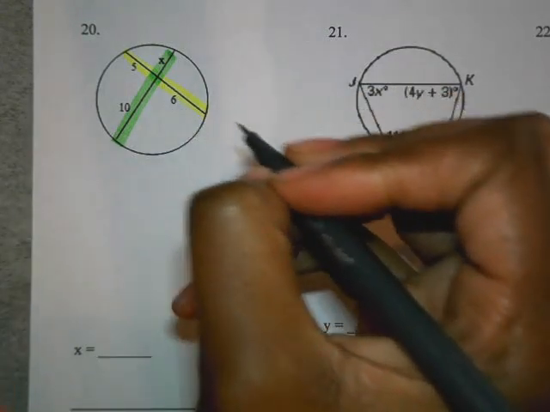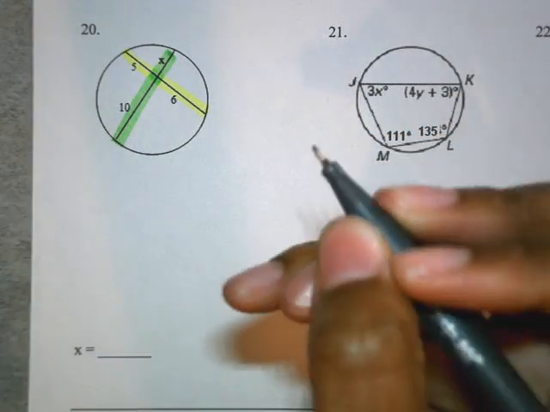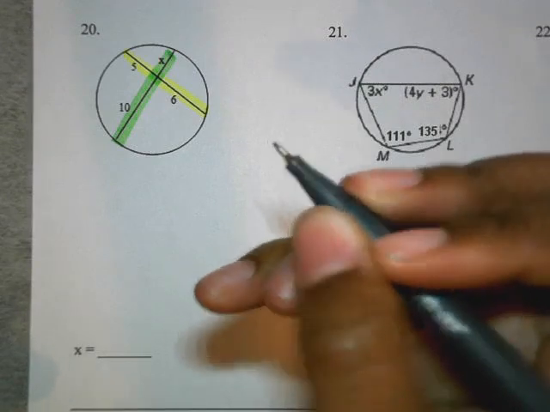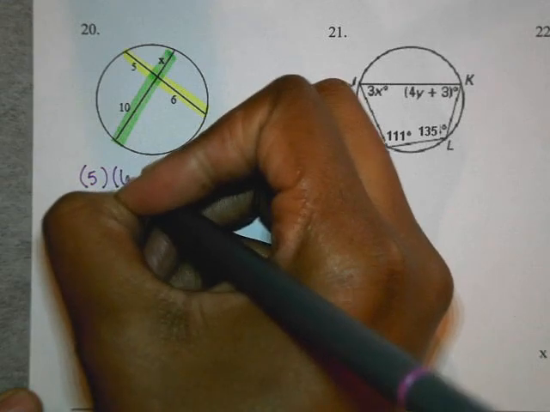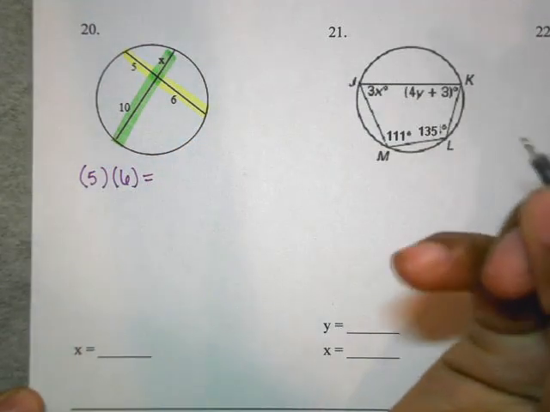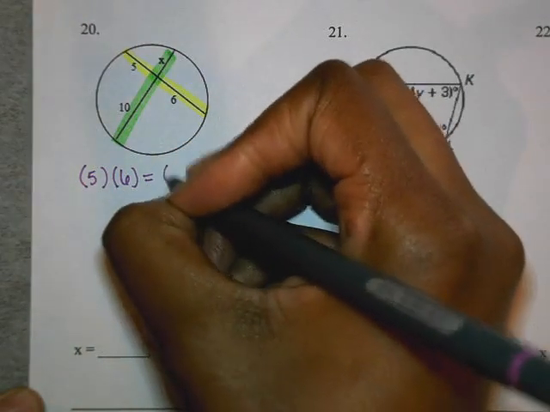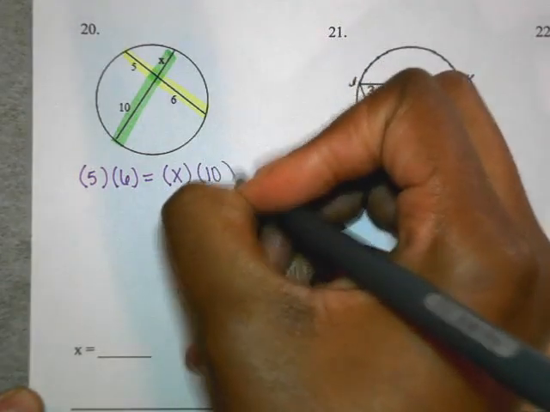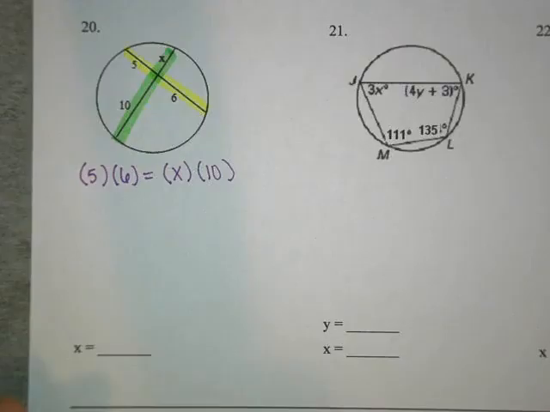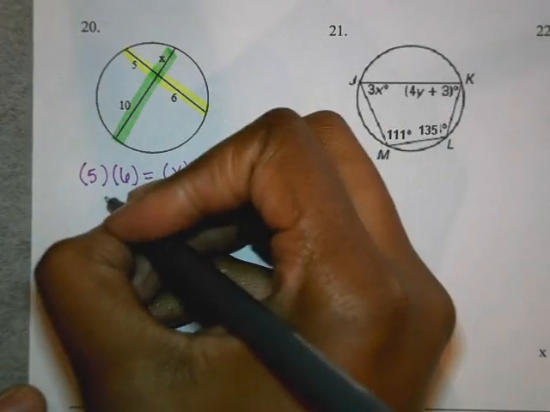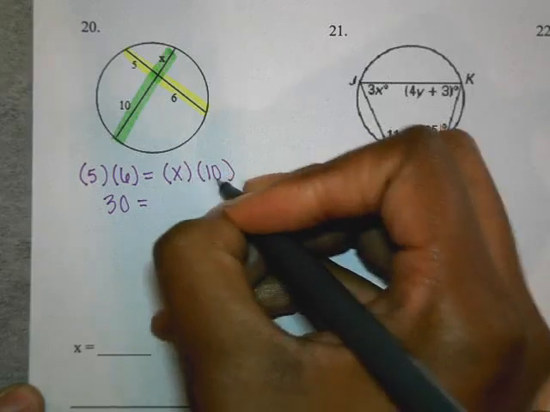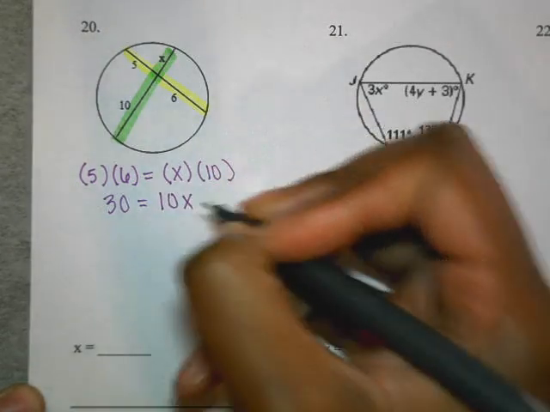So what we're going to do is multiply each piece of the chord and make it equal to the other piece of the chord. So I have 5 times 6, that's my yellow chord, is equal to x times 10. I put them in parentheses like that because eventually you may have a problem that you have to distribute. In this case, you don't have to. So you can do 5 times 6, which is 30, is equal to x times 10, which is just 10x.